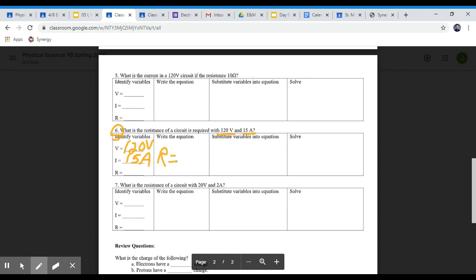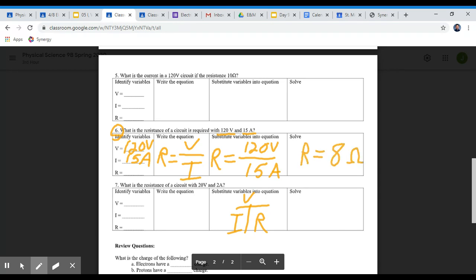So resistance, go back to that T-chart, V, I, R, V divided by I. I'm going to be solving for resistance. Substitute in all of our numbers. We have 120 volts divided by 15 amps. And then you can go ahead and solve for that, and you should end up getting 8 ohms.